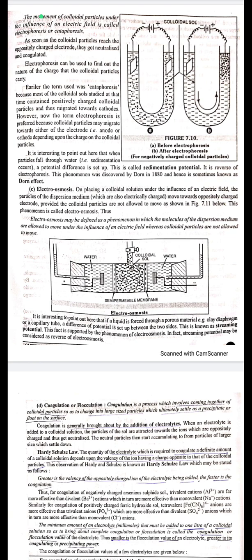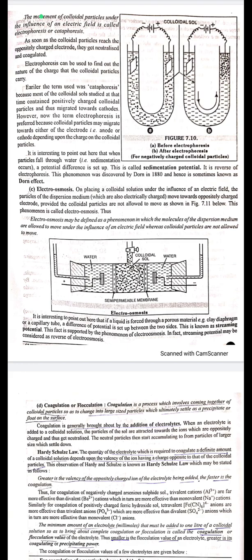It is interesting to point out here that if a liquid is forced through a porous material, for example a clay diaphragm or a capillary tube, a difference of potential is set up between the two sides. This is known as streaming potential. This fact is supported by the phenomenon of electroosmosis. In fact, streaming potential may be considered as the reverse of electroosmosis.